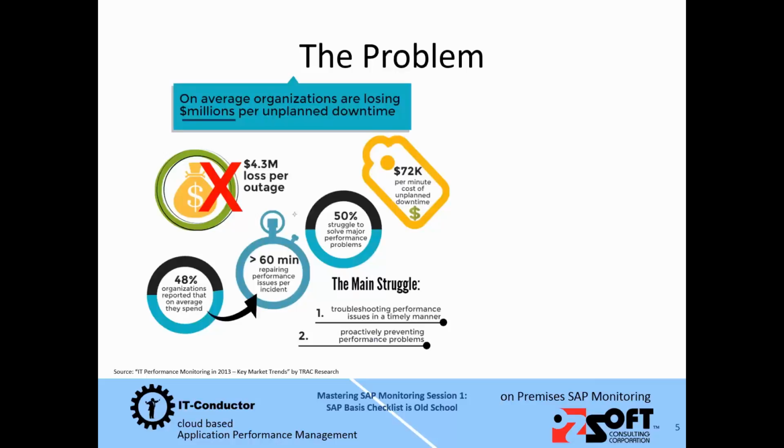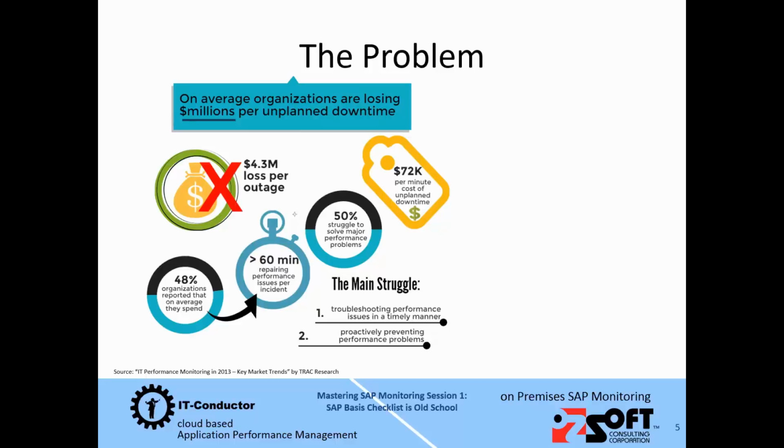All right, so what is the fundamental problem? If the checklist doesn't work, what happens? What is the impact? What are the issues that can come up? According to market trend research from a couple of years ago, essentially the problem today in most enterprise environments is that organizations are losing on average $4.3 million per outage. And that's because 48%, or almost half of them, spend more than an hour per performance issue or incident. And more than half of them really just struggle to solve those problems.